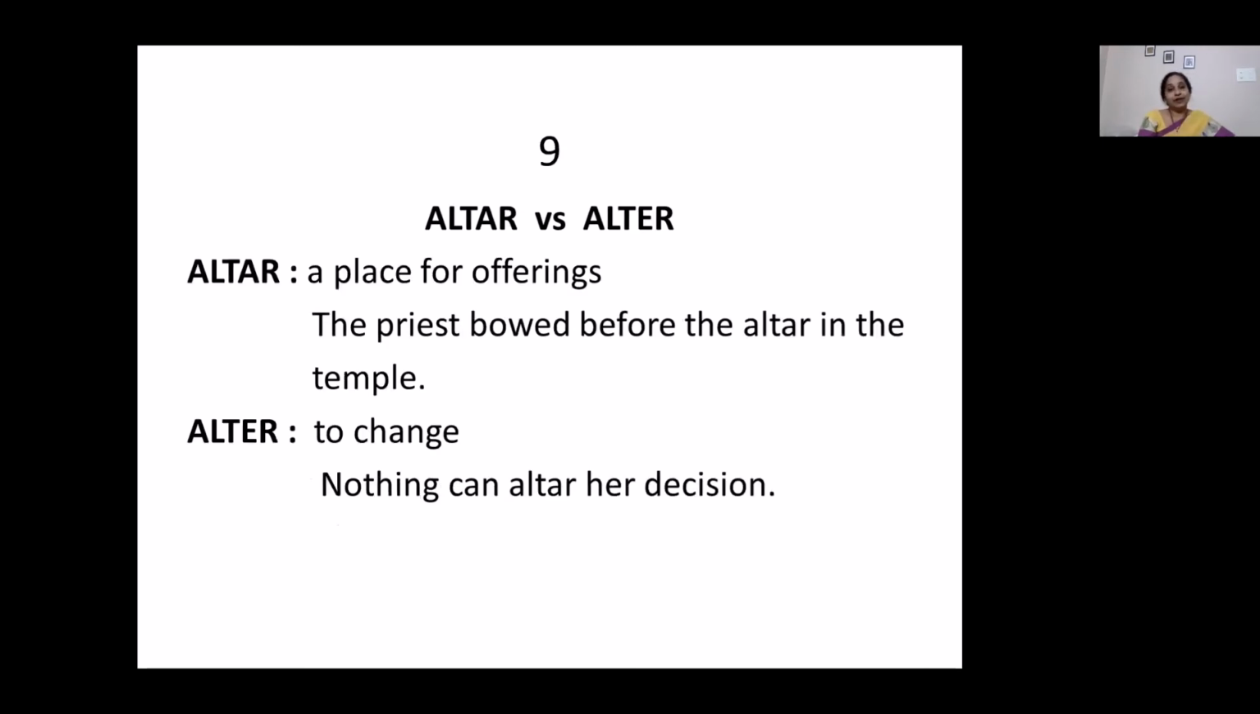ద నెక్స్ట్ pair of words is altar versus alter. They also are very similar in the pronunciation, but meaning wise they are different. So let us look at the first word, altar. A place for offerings. The priest bowed before the altar in the temple. పూజారి ఏం చేశాడు అక్కడ అంటే కొంచెం అన్ని మనం పలహారాలు అవన్నీ పెట్టడానికి ఎత్తు ప్రదేశం ఉంటుంది కదా, ఒక ప్లాట్ఫామ్ లాగా, దాని ముందు తల వంచడం, దాన్ని ఆల్టర్ అంటారు.